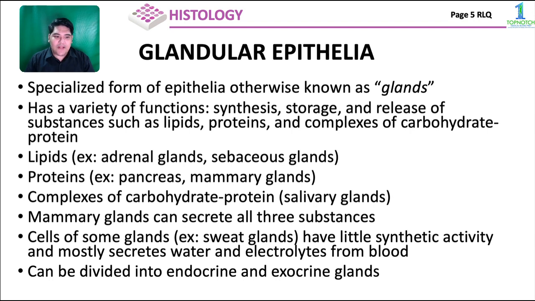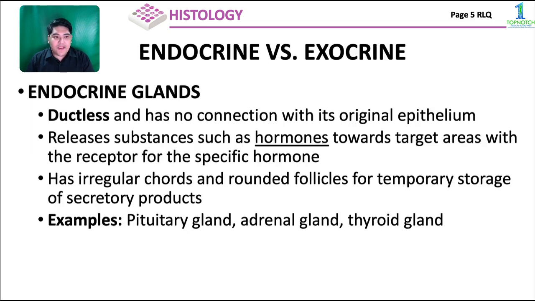Now, cells of some glands, example your sweat glands, meron silang konting synthetic activity and mostly they secrete water and electrolytes from your blood. And then, ang ating mga glands, remember, can be divided into endocrine and exocrine glands. Okay? So let's begin first with your endocrine glands. These are ductless and have no connection with the original epithelium. Releases substances such as your hormones toward your target areas with the receptor for the specific hormone.